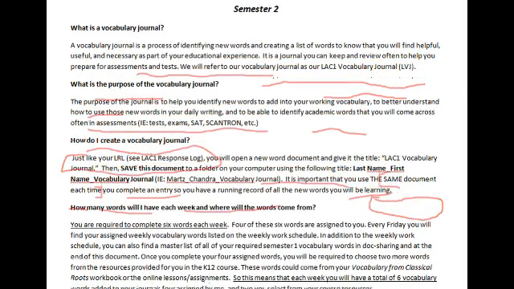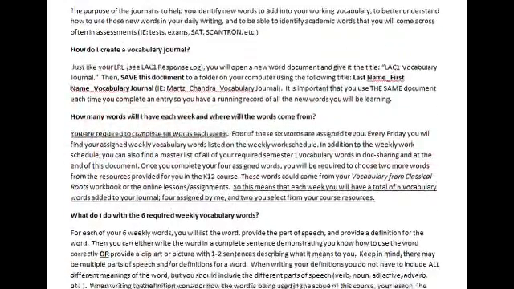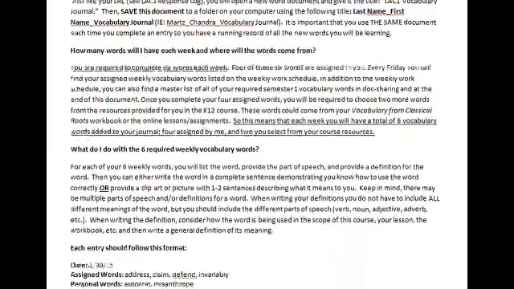Each week you will add your vocabulary word entries to this same Word document, save it, and keep a running file of all words. Now that you know you'll be using the same Word document all semester, let's talk about what you will need to include in this Word document each week.